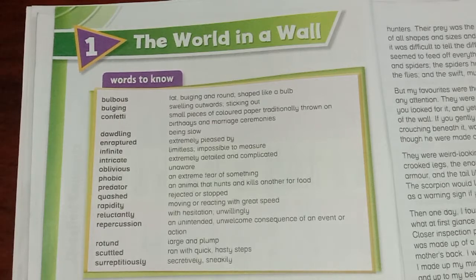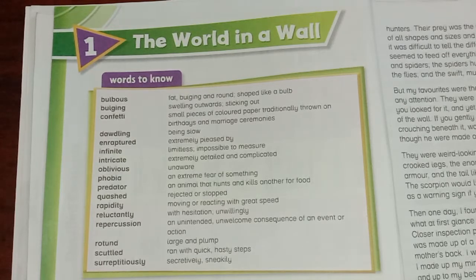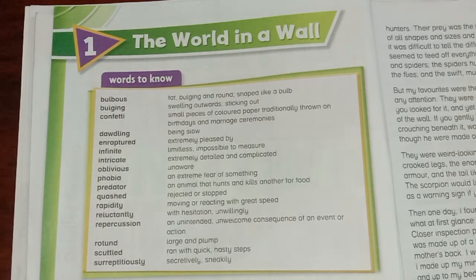The next word is surreptitiously. Surreptitiously means secretively and sneakily. It means that you do something in a very secret manner. For example, it's an adverb, and you can make a sentence of it like this. He surreptitiously entered the kitchen and ate all of the cake. Okay. So these are the words and their meanings.